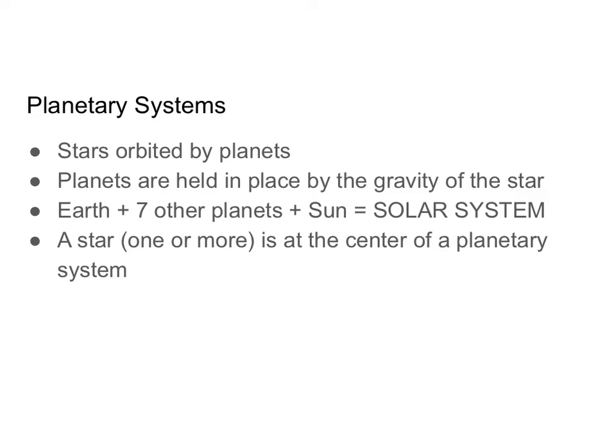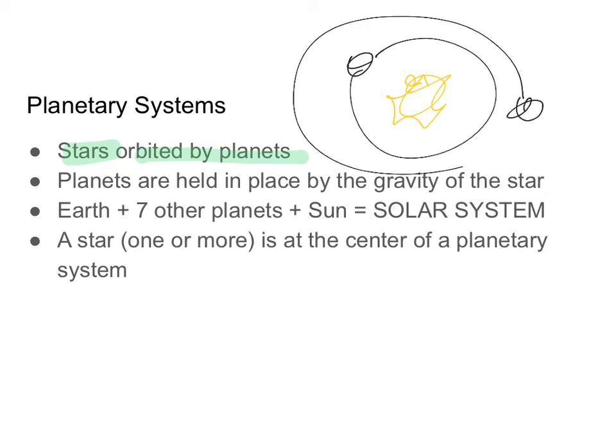Now, planetary systems are defined as stars that are orbited by planets. So you have a star like the sun, and then going around that star, you have different planets. Planets are held in place by the gravity of the star, and we're going to talk more about that later. Earth with 7 other planets and the sun, we call that the solar system. So you don't say there's many solar systems in the universe. There's only one solar system, but there's many planetary systems.